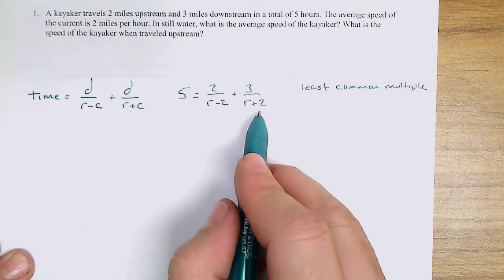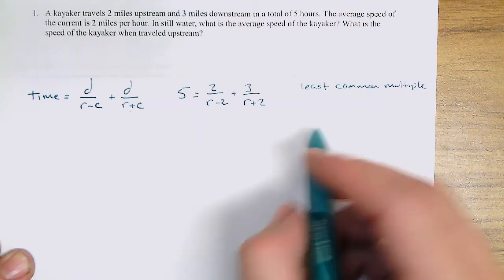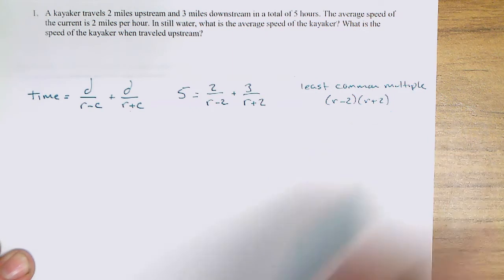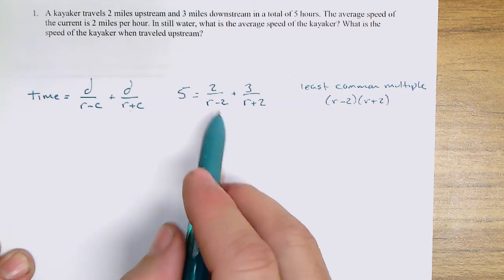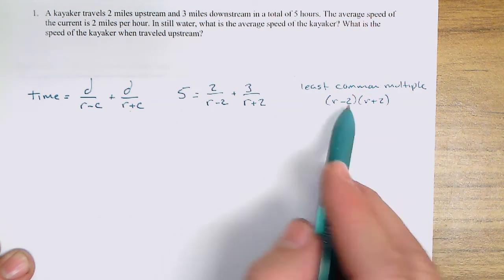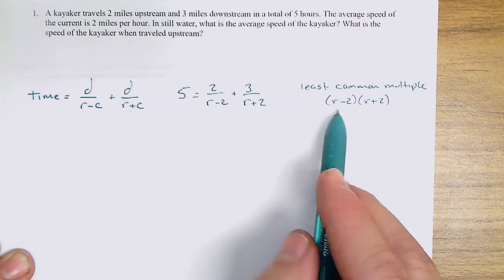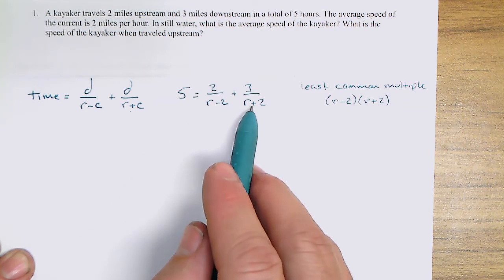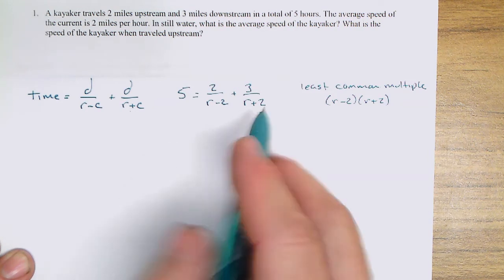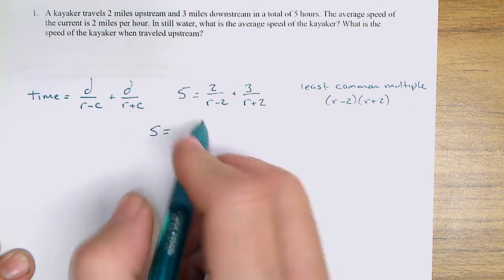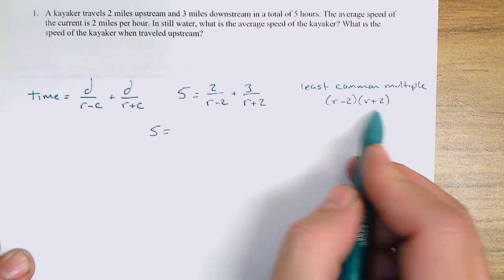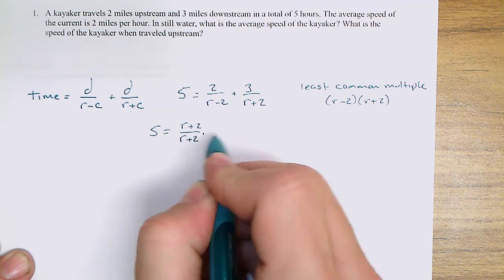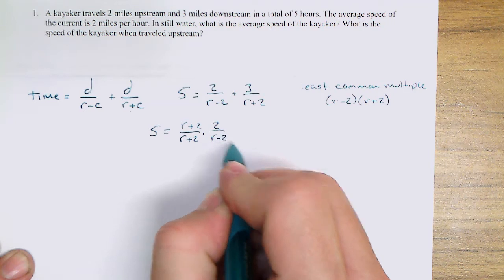of r minus 2 and r plus 2 is simply the two multiplied together, r minus 2 times r plus 2. So we have to get each of these rational expressions to this common denominator. And the way we do that is we multiply each rational expression by the factor it's missing. So this would be 5 equals, since this is r minus 2, it's missing the r plus 2. So we'll multiply by r plus 2 over r plus 2 times 2 over r minus 2.